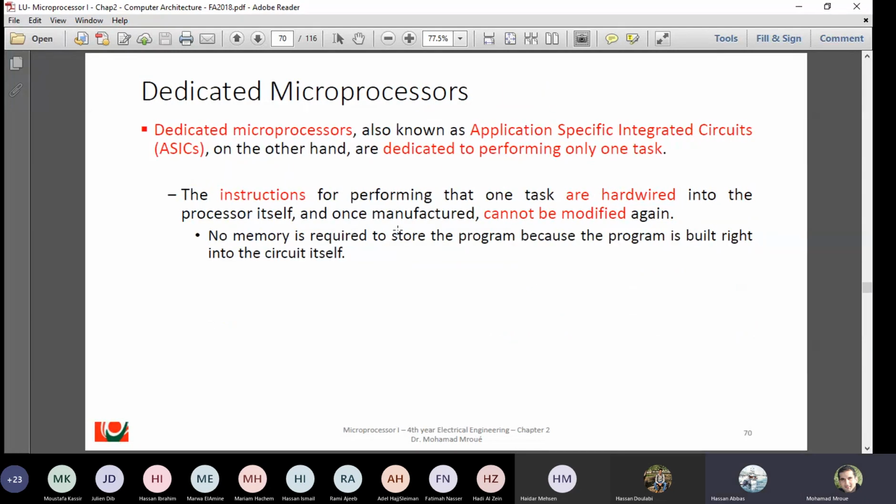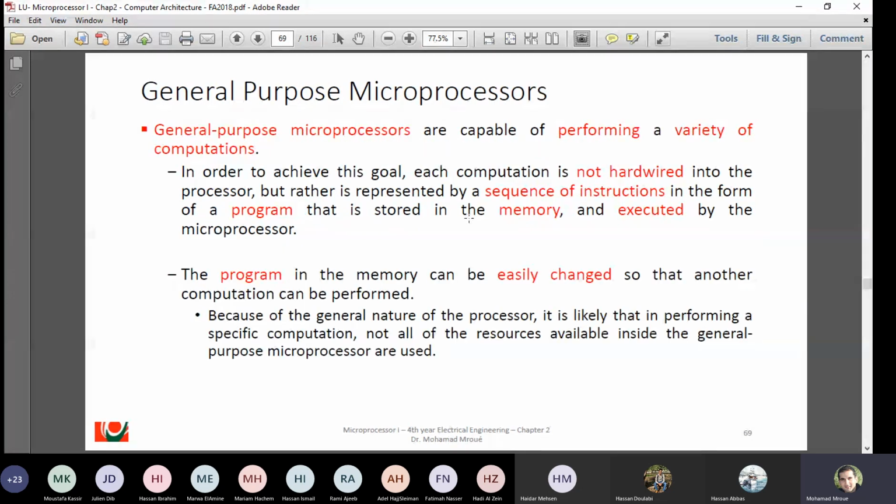Okay, thank you, Doctor. Now, dedicated microprocessors, also known as application-specific integrated circuits, on the other hand, are dedicated to performing only one task. So the instructions for performing that one task are hardwired. Now what is meant by hardwired? Because we saw here not hardwired and here hardwired.